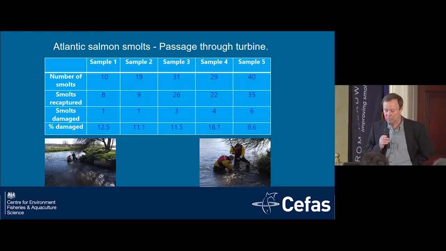But we were concerned about what the effects were of fish going through the turbine. So we carried out a series of studies where we introduced smolts at the top of the hydropower scheme. We assessed their conditions, took photos, looked at the amount of scale loss, and then we caught them immediately downstream as they'd passed through the turbine. And then we assessed them once again for damage, particularly in relation to scale loss. And these are the results of the study, and we were getting between 8% and 18% of our fish damaged as they went through the turbine.